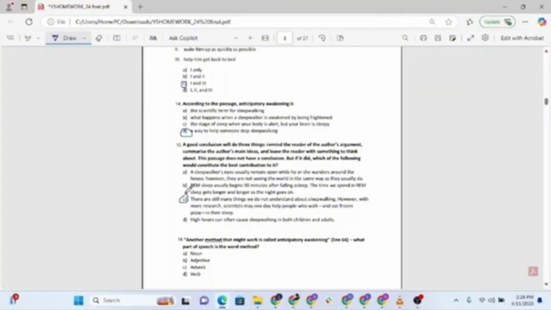Explanation. A strong concluding idea suggests that researchers need to keep studying sleepwalking to help people who perform various tasks in their sleep, such as eating pizza. This highlights ongoing uncertainty and the need for further research. Question 16. Another method that might work is called anticipatory awakening. What part of speech is the word method? The correct answer is option A, noun. Explanation. The word method is the name of a thing, so it is a noun.